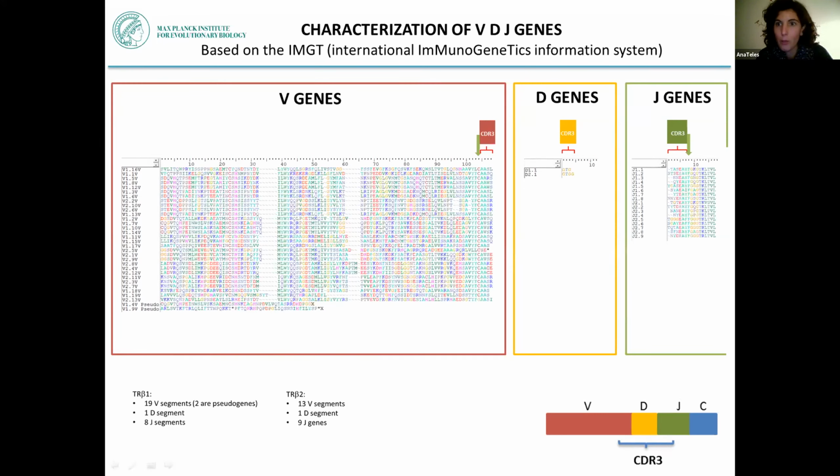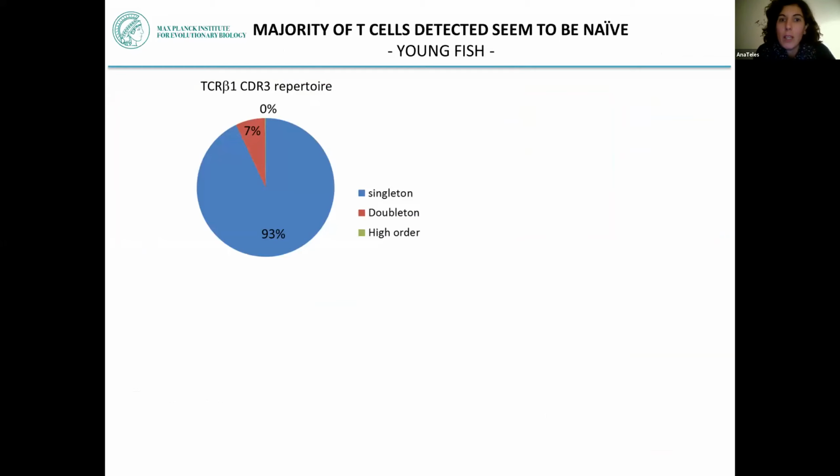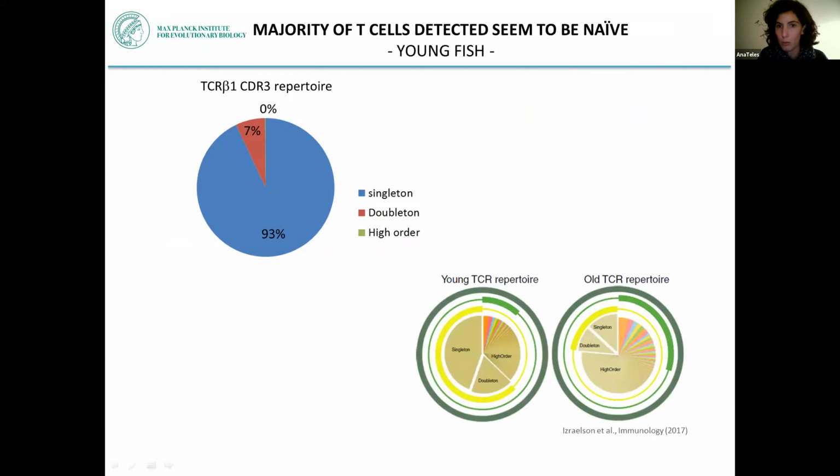And then we looked at the sequences of the T cells of these naive fish, and we found that most of the cells only exist once. So most of the receptors, the CDR3s that we found, we only found in one cell. Most were singletons, and some 7% showed up as doubletons. And this was similar to what is found in mice and humans.